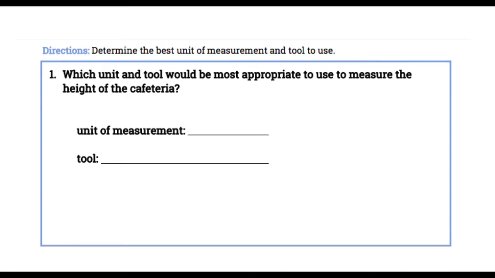Now it's time for me to model a couple of problems. The directions at the top of the page say, determine the best unit of measurement and tool to use. Number 1 says, which unit and tool would be most appropriate to use to measure the height of the cafeteria? Then it has a spot for me to write in the unit of measurement, so inches, feet, or yards, and it has a spot for me to write in the best tool to use to measure the cafeteria.